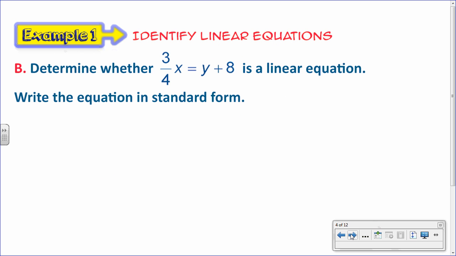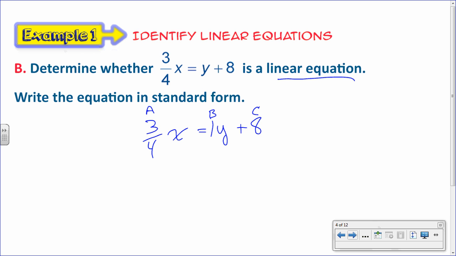Write this one down. This is example 1B. Determine whether 3/4 X equals Y plus A. Is it a linear equation? No. You sure? Yes. Is A 0? No. Is B 0? Nope. What is B? 1, good. You got a C.